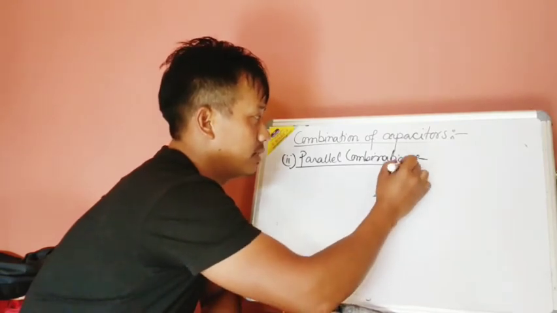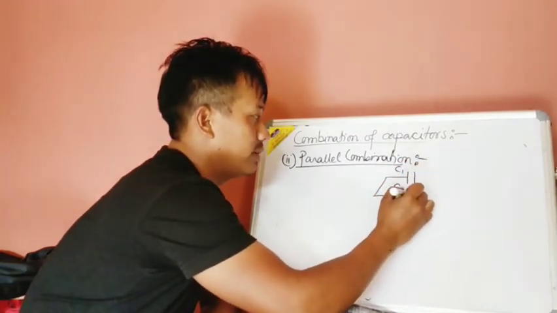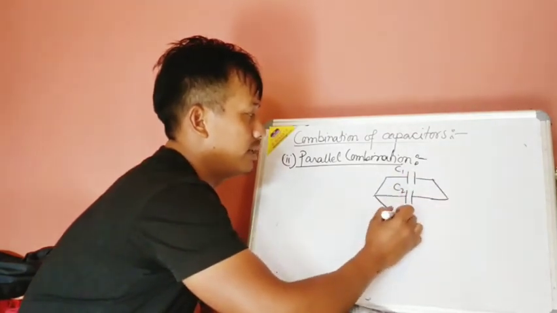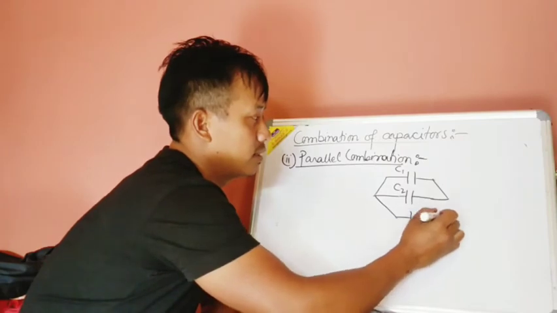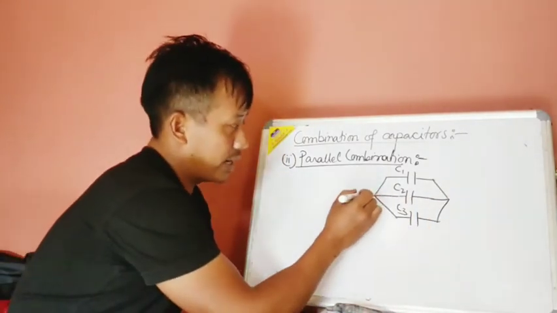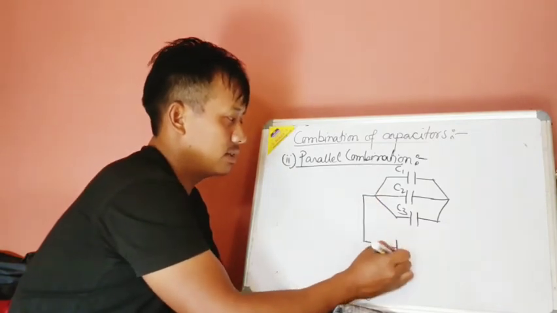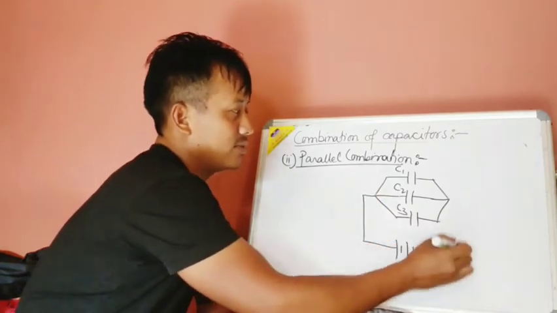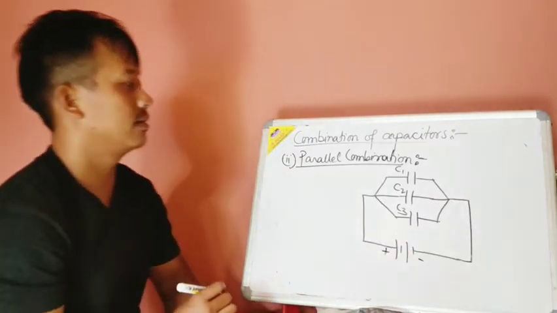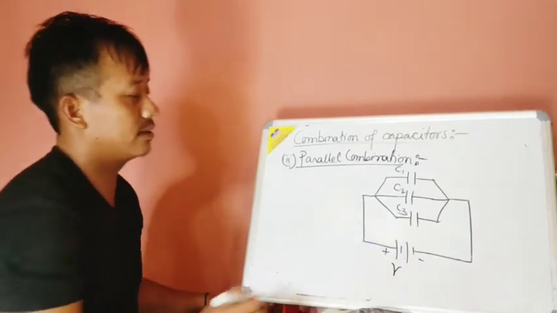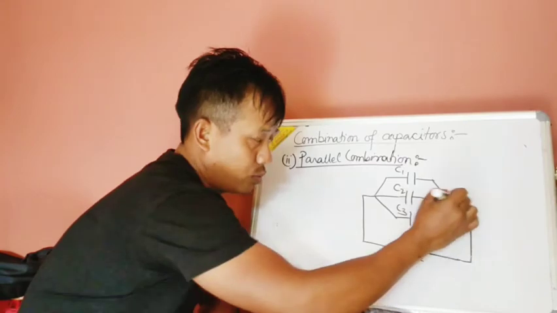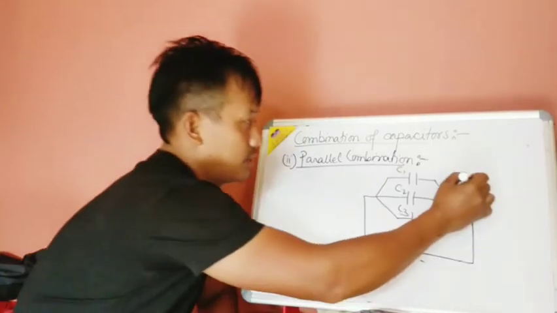Capacitor C1 is here, C2 will be here, then C3 will be here, and these two ends will be connected common to a battery of potential difference V, plus and minus. This is the potential V. Then this charge Q will come through this end.